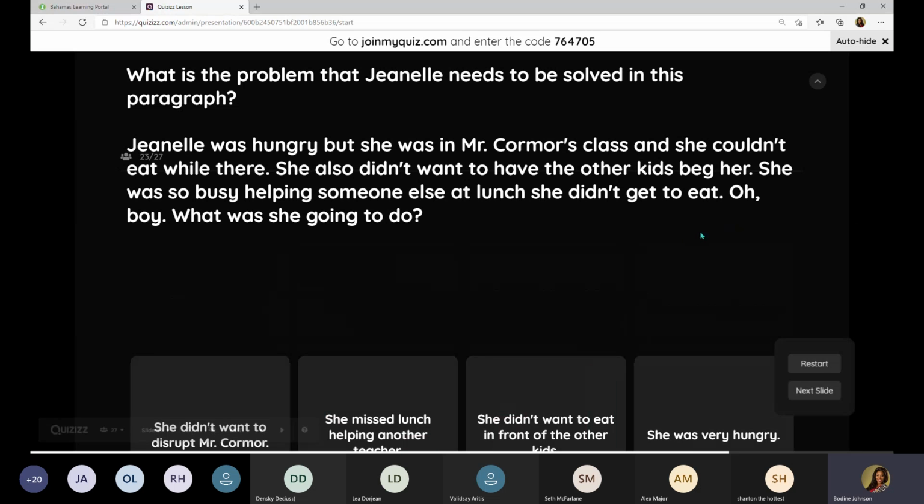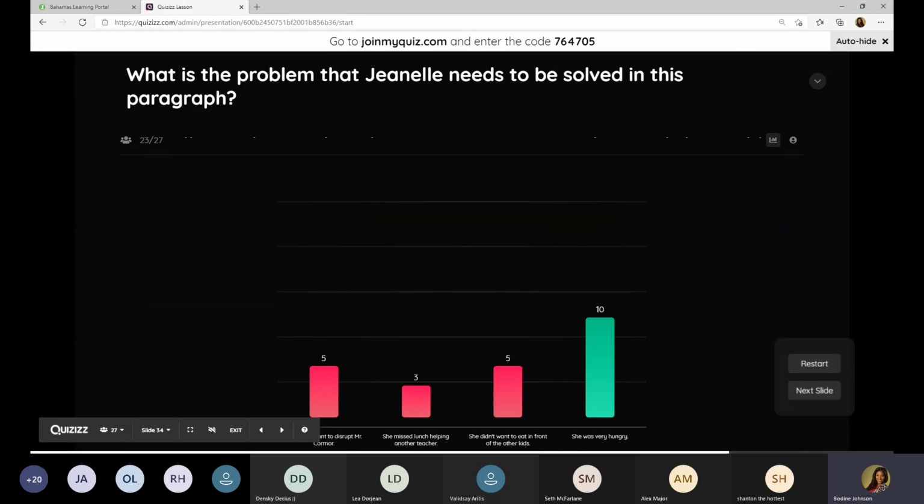Let's see the correct answer. The question is, what is the problem that Janelle needs solved in this paragraph? And the problem is she was very hungry, okay? Her biggest problem was not that she didn't want to eat in front of the kids. It's not that she missed lunch helping another teacher. That's why she had the problem. She didn't want to disrupt Mr. Cormore. Her big problem was that she was very hungry, okay? And there's nothing that she can do about it at that time.